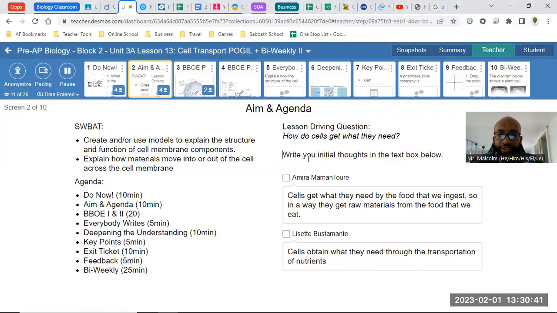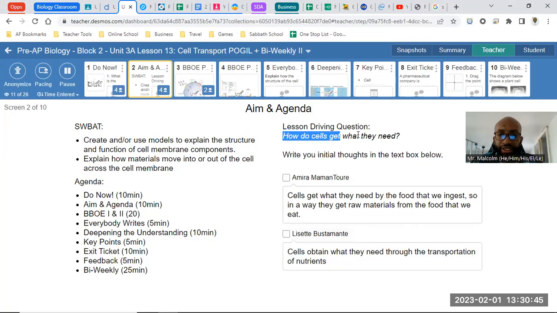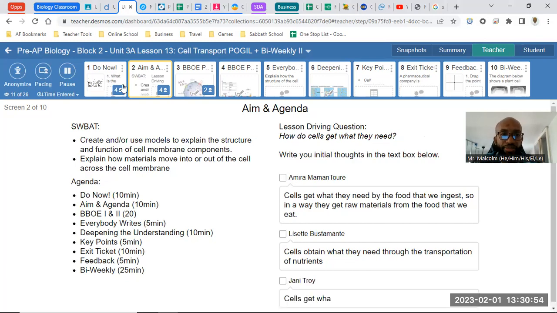I want you to write your initial thoughts in the text box below of how do cells get what they need. Okay, we do know that they need nutrients, they need oxygen and all these things, but how do they get it? Keep in mind what we just talked about, how things move across a semi-permeable membrane. All right, keep that in mind.